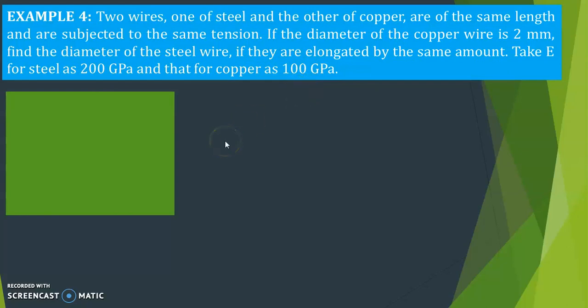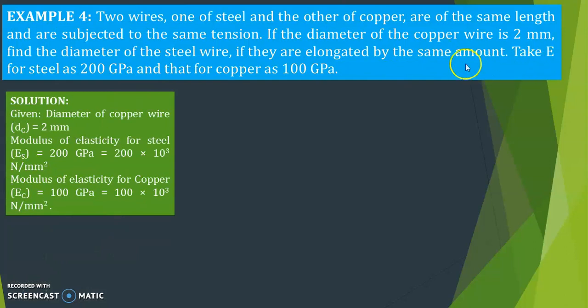Okay, here there are two wires, one of steel and the other of copper. Both have the same length and tension, meaning the load and force applied is the same, but the diameter for the copper is 2 mm. You have to find the diameter for the steel wire. And the elongation is the same, the deformation is the same for copper and steel. So E is given, steel as 200 GPa and copper as 100 GPa. So I have written here the diameter of the copper wire, that is small d_c, 2 mm.